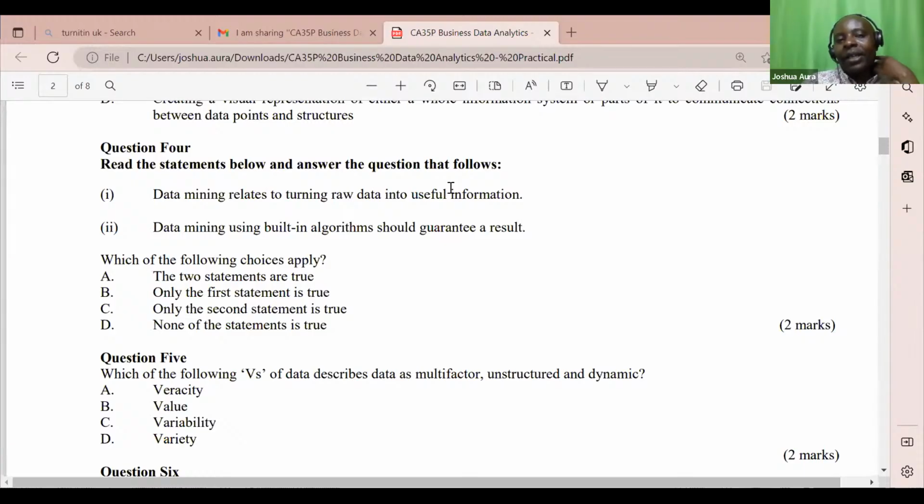Now, ladies and gentlemen, in data mining, so long as you've got a model, you shall be guaranteed of some result. It doesn't matter whether the result is wrong. But at least when you have a model like an Excel model, if I say 3 times 4, it will give me an answer. Whether the answer is wrong or not is a different thing. But when you are doing data mining, for example, using the CRISP model, which is well built into this computer, I'll be guaranteed of some result. So the two are correct. The correct answer here is A.